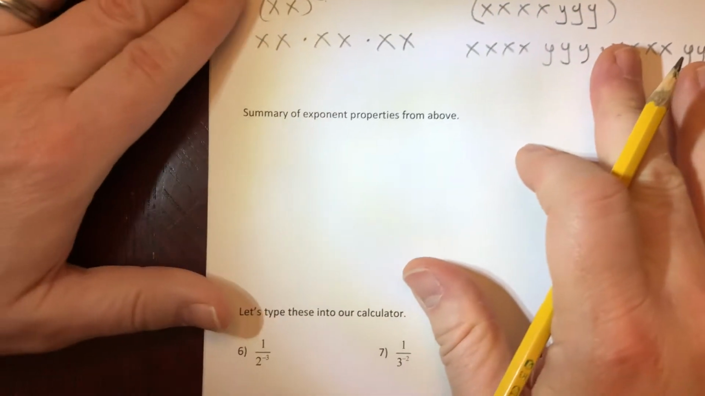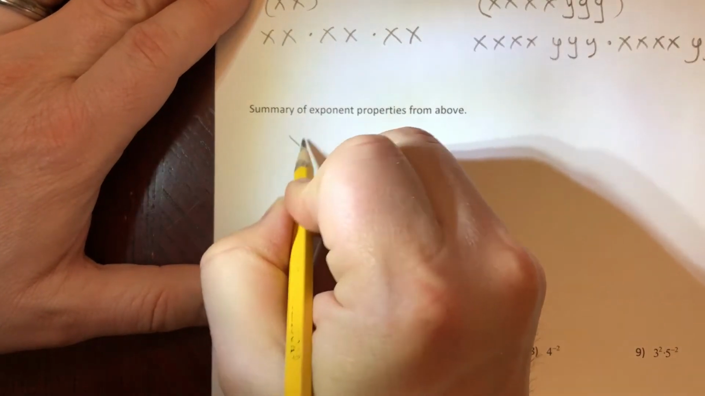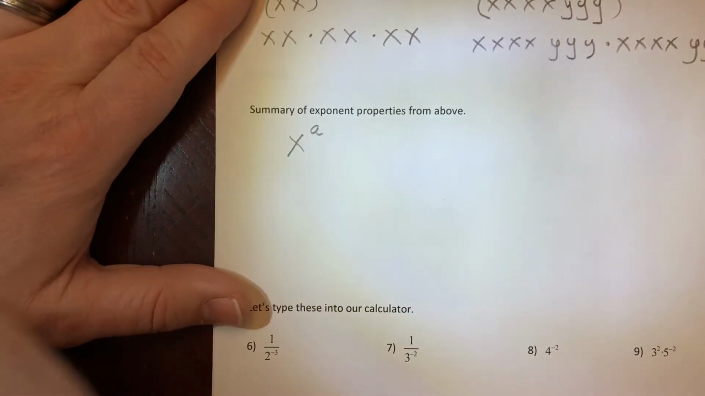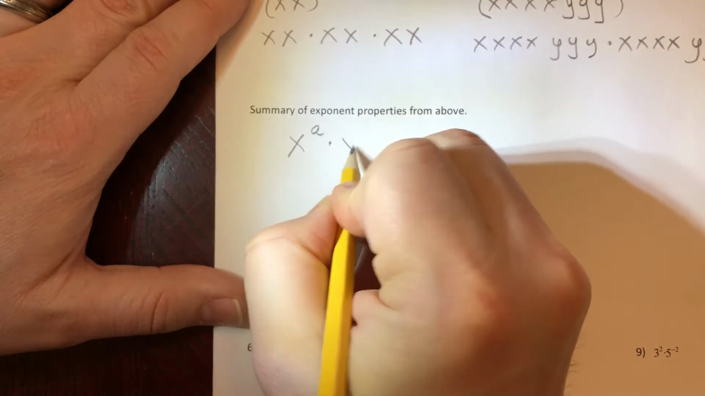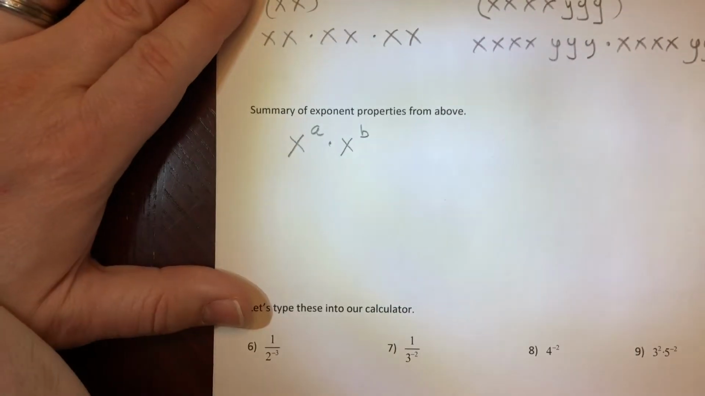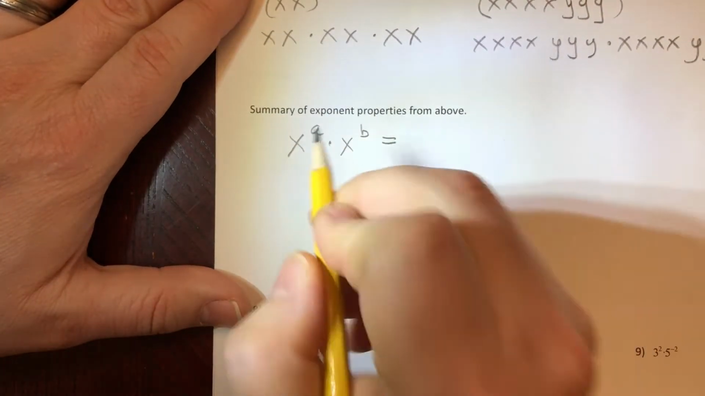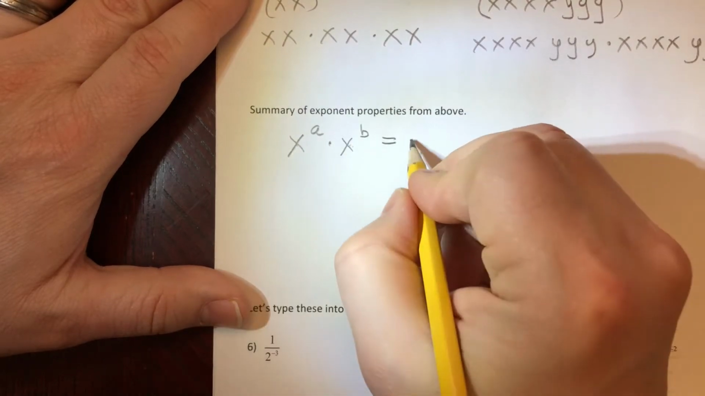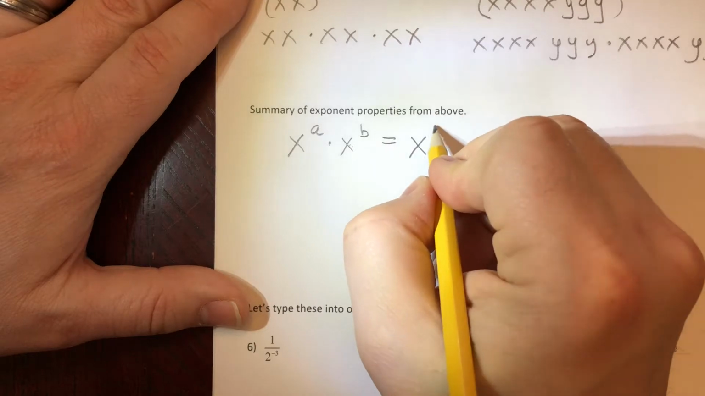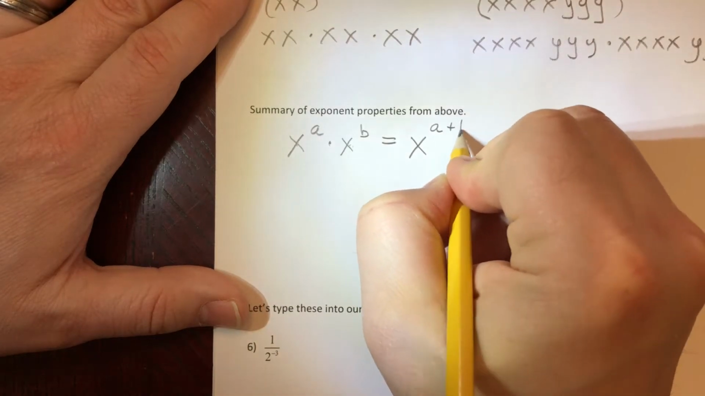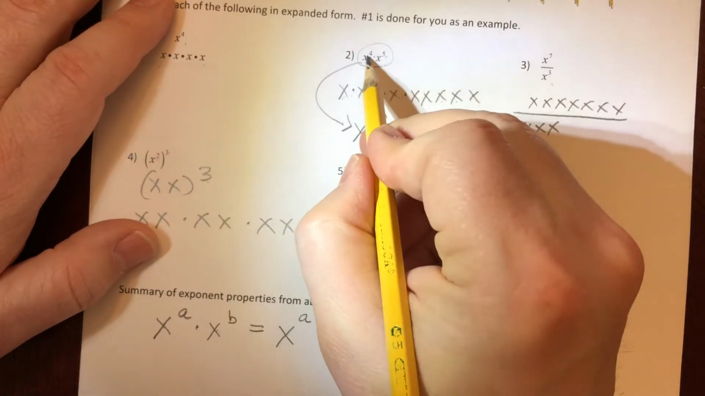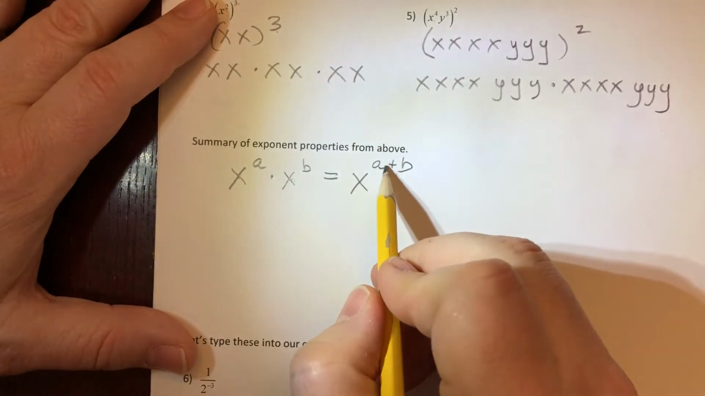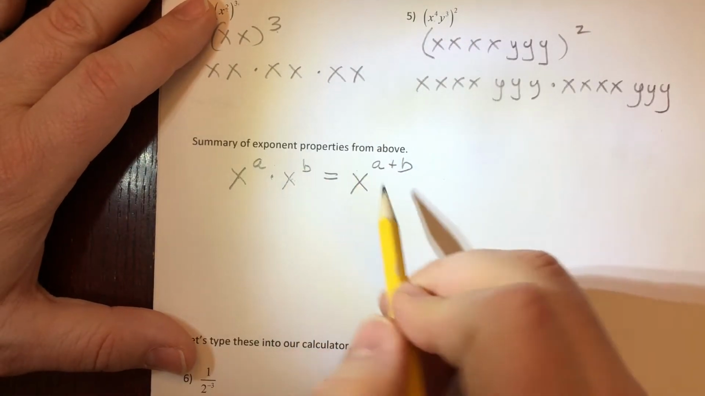So we could actually come down here and put that in our summary. If we have x to some power, let's call it a, times x to some power, let's call it b, that means we're going to have a bunch of x's and a bunch of x's. How many x's are we going to have? Well, we're going to have a plus b. The same thing here. We did 4 plus 5. Same thing we do down here, a plus b.